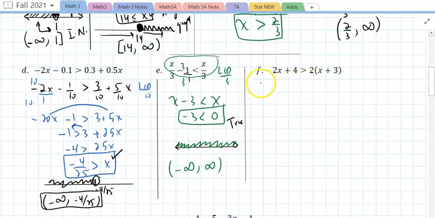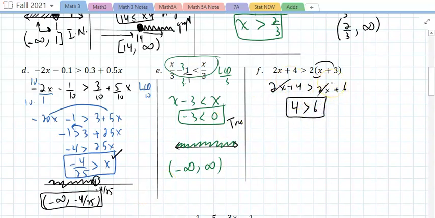So f, the same deal: 2x plus 4 is greater than 2x plus 6. Subtract 2x from both sides, and the numbers cancel out. Algebraically, I forgot to mention, you would say all real numbers, any number will work. Here, 4 is greater than 6, that's false.